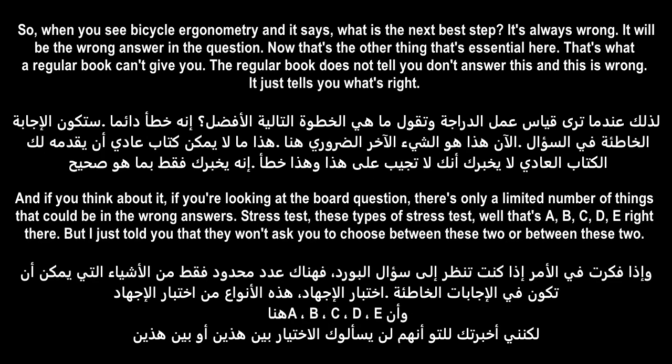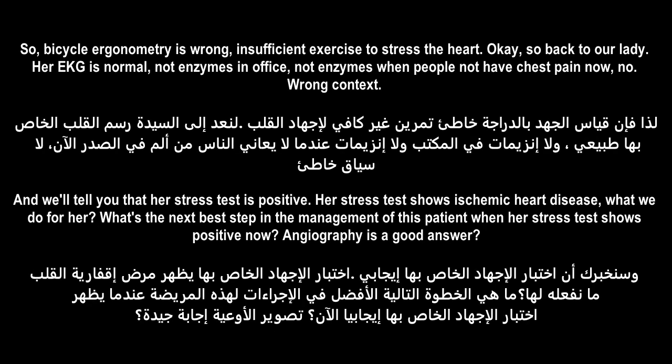So when you see bicycle ergonometry and the question asks, what is the next best step? It's always wrong. It will be the wrong answer. That's the other thing that's essential here, and what a regular book can't give you. The regular book does not tell you, don't answer this, this is wrong. It just tells you what's right. If you're looking at the board question, there's only a limited number of things that could be in the wrong answers. Stress tests, these types of stress tests, that's A, B, C, D, E right there. But I just told you that they won't ask you to choose between these two or between these two. So bicycle ergonometry is wrong. Insufficient exercise to stress the heart.